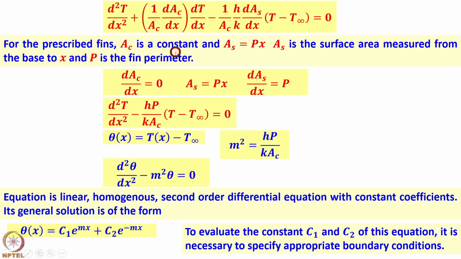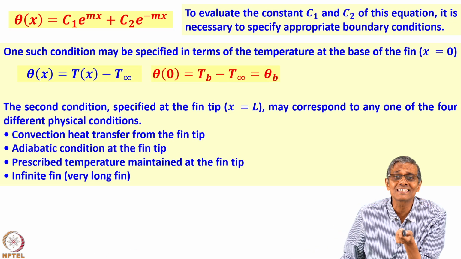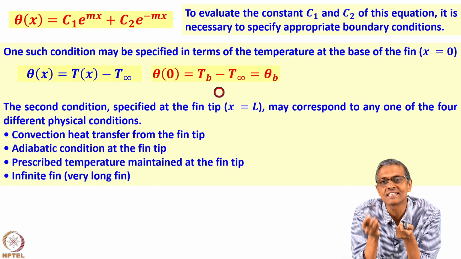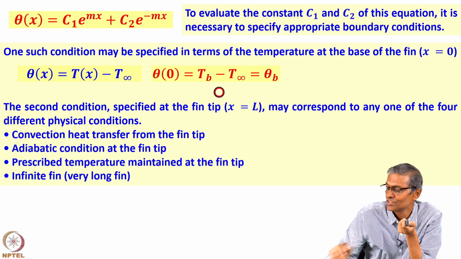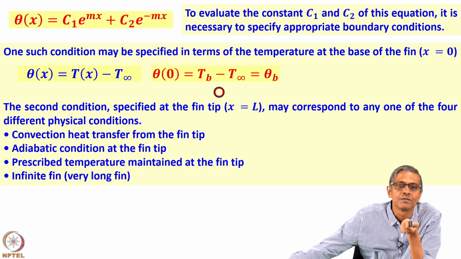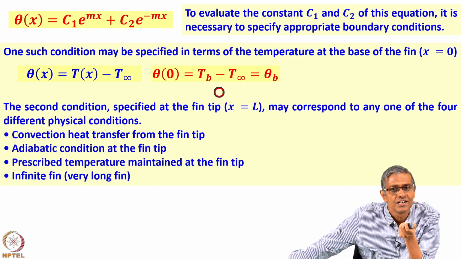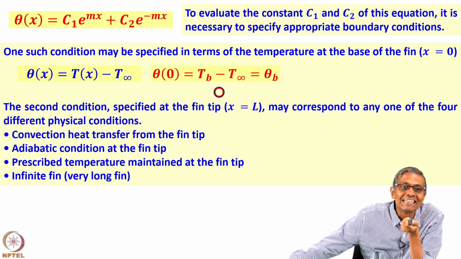But if we consider the constant cross sectional area, my equation reduces to this, where this is a second order linear homogeneous differential equation. So the solution is of this type, and there are two constants. To get these two constants, we need two boundary conditions. We said that the base temperature we have to prescribe, or we should limit the base temperature, because in any design you don't want the base temperature to exceed a particular temperature. So that's why the base temperature is usually taken as a constant. Not that we cannot solve for other conditions, we can, but this is a design condition.